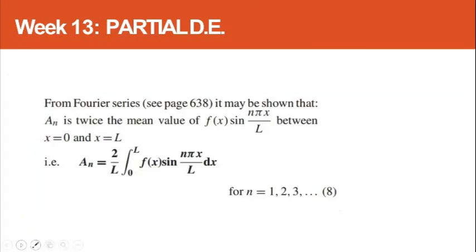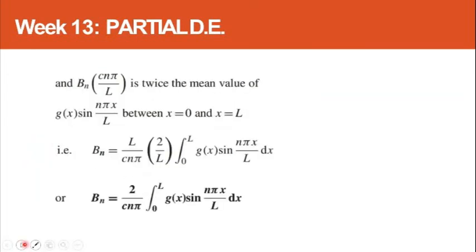There are already quite a lot of equations. And for b, b sub n c n pi over L is twice the mean value of g of x sine n pi x over L, also between x equals 0 and x equals L.